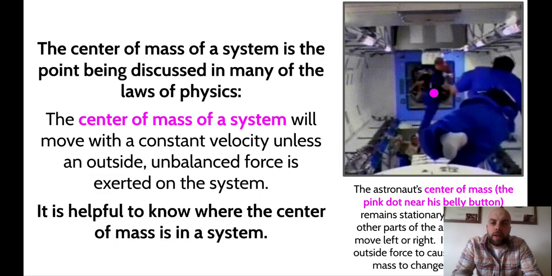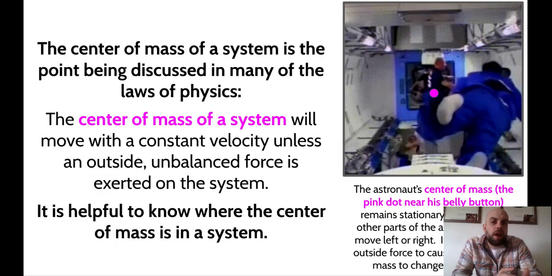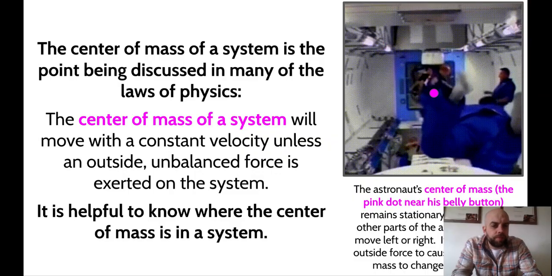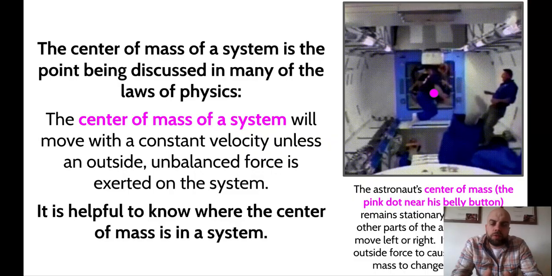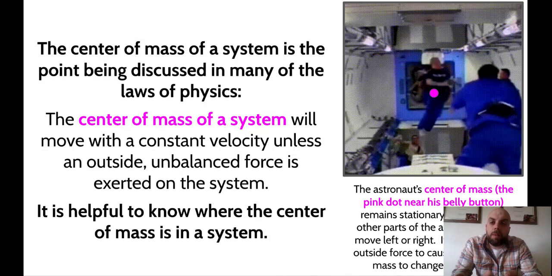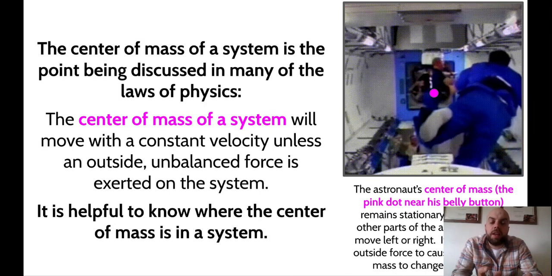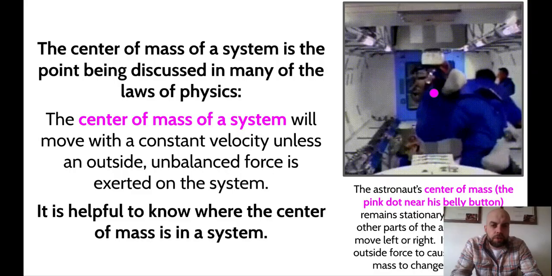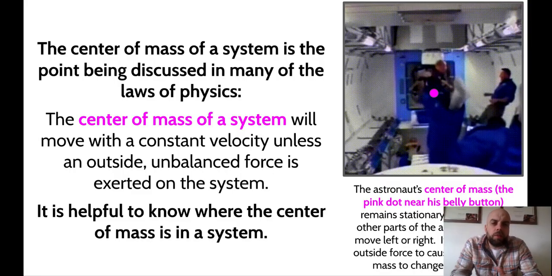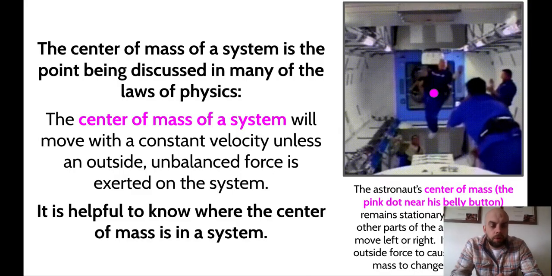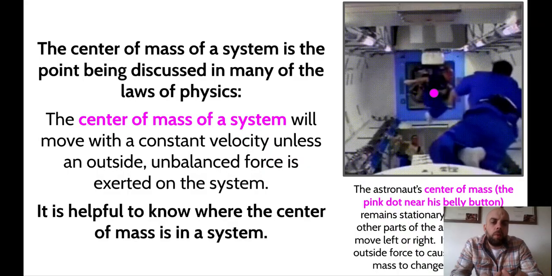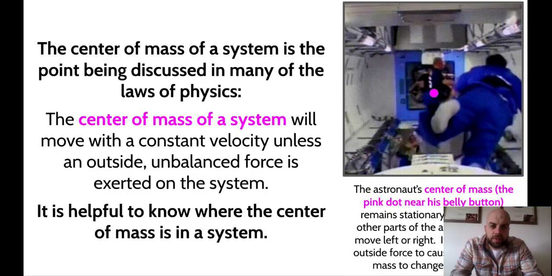Finding where the center of mass of a system is will really help us describe how a system moves. In the case of Newton's first law, we would always say, an object that is at rest will stay at rest unless there's an unbalanced force exerted on it. When we said the word system back in October, when we were introducing Newton's laws, what we meant was the center of mass of a system.